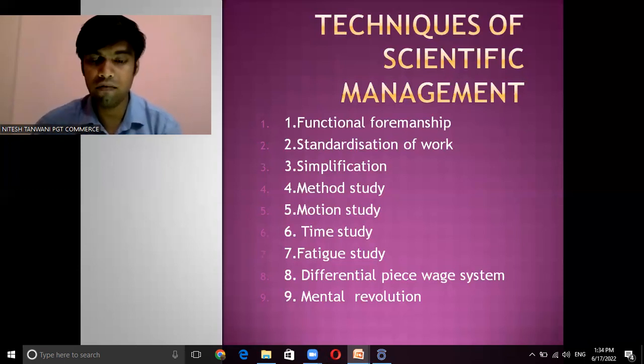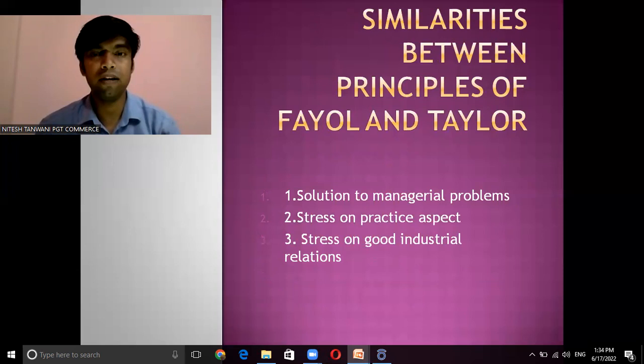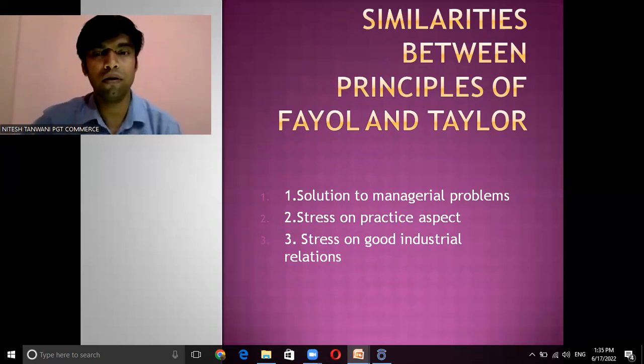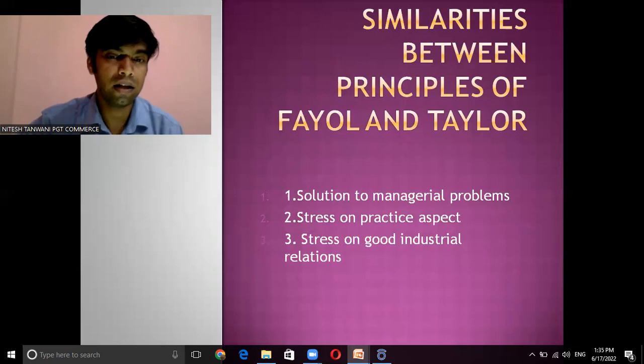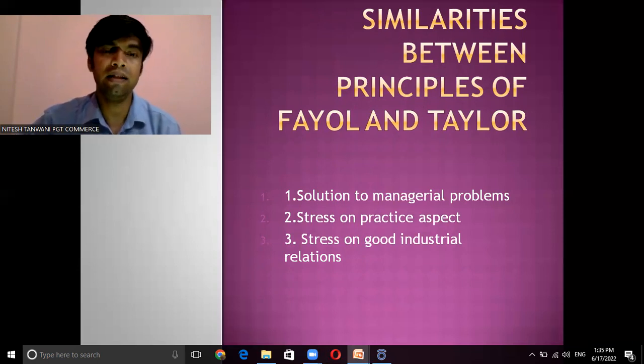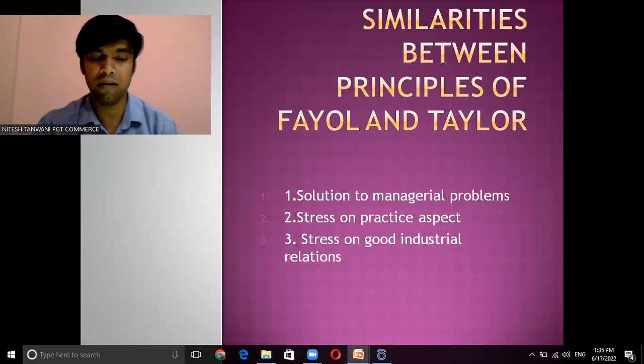Okay, now moving to the next topic: similarities between the principles of Taylor and Fayol. First is solution to managerial problems. Both give solutions to managerial problems. Second, stress on practical aspects. Both principles were made by practice and experimentation. Third, stress on good industrial relations. Both focus on good industrial relations. So from these three points, both are similar.